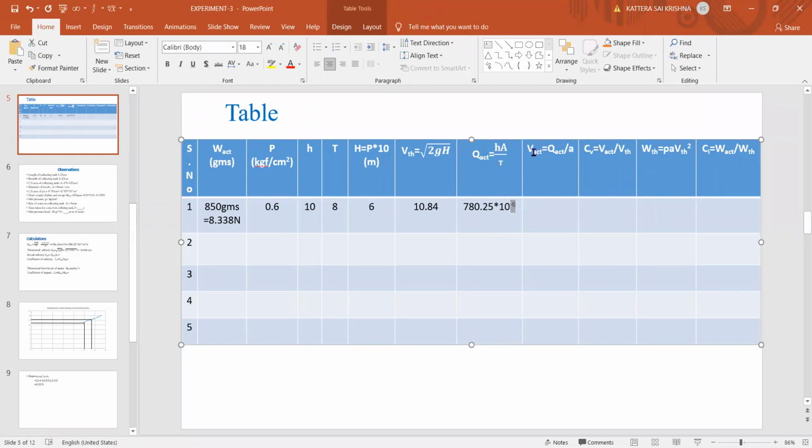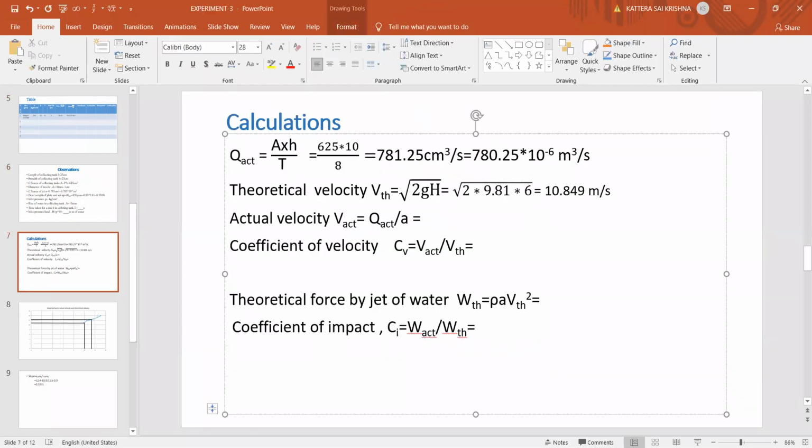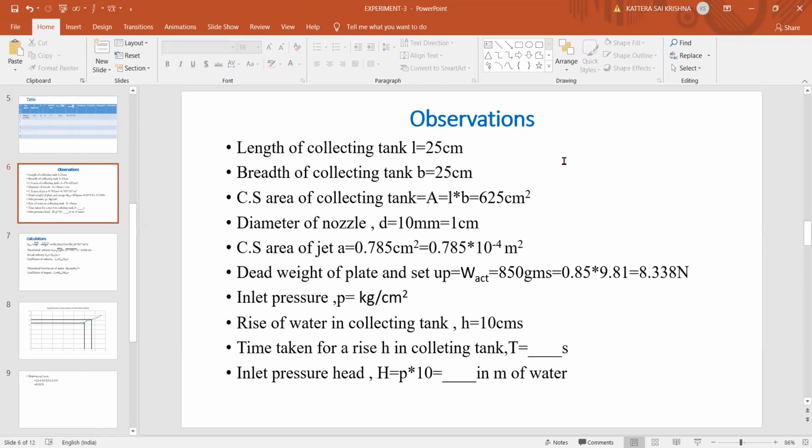Next, after that, we need V actual equal to 781.25. Yes, everybody getting the same answer here? Okay, I have done a mistake. 781.25. Right. So now we need to calculate V actual, that is Q actual divided by A. So A value already we have, that is 0.785 into 10 power minus 4.